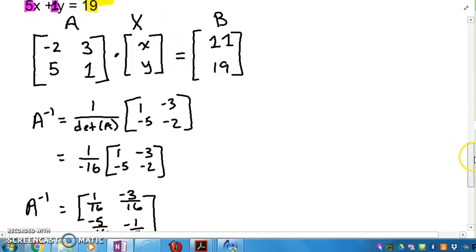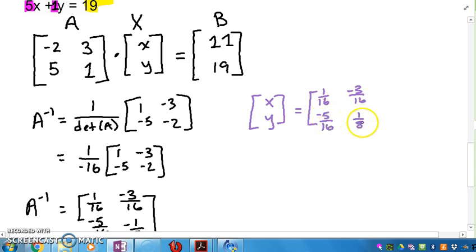Now, when we look at this problem, we'll have this X matrix with X and Y, and all we're doing is multiplying A inverse to both sides. And when you do that, it becomes the identity matrix, leaving X alone, equal to A inverse times B. So A inverse was 1/16, -3/16, -5/16, and 1/8, times B, so 11, 19 there. So this is A inverse, and this is B, where this was our X matrix.